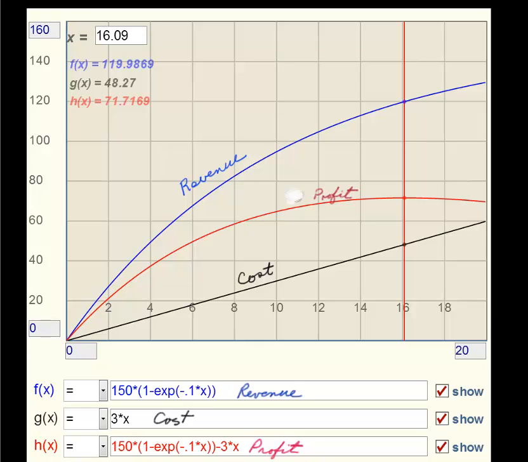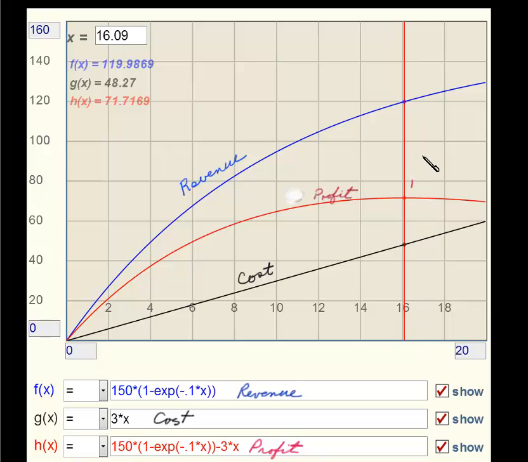A topic we want to talk about today is something that we've seen in previous work where we were looking at revenue and cost and profit. On this screen I have drawn a revenue curve, which you can see right here in the blue, and a cost curve in the black. Earlier we had worked with these same functions, and we had determined that the useful life of the product that's depicted here was 16.09 years, and that would be represented by the vertical line right through here.